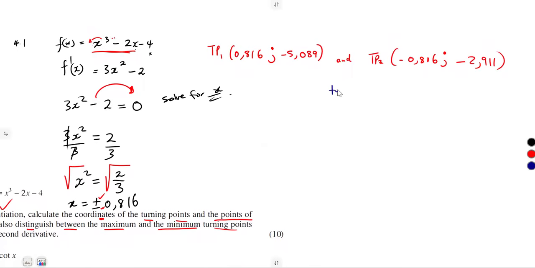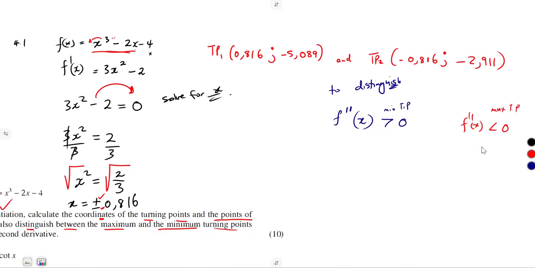So to distinguish, we are going to need to specify whether it is minimum or maximum from the second derivative, the second derivative with respect to x. When that second derivative is greater than 0, therefore we are dealing with what? A minimum turning point. When that second derivative with respect to x is a value which is less than 0, we are dealing with a maximum turning point.